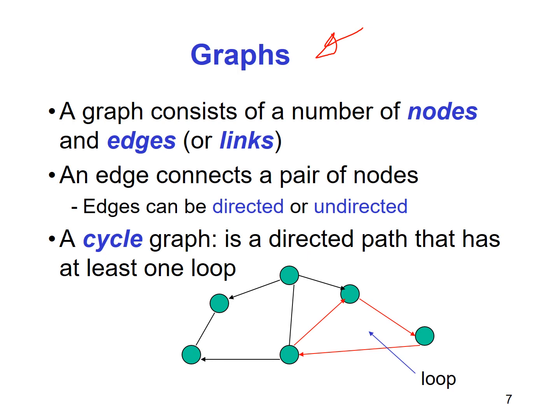The edges are also called links. An edge connects a pair of nodes, and we can have the edges as directed or undirected. So in a general graph representation, you could have a directional graph or an undirected graph. Another case is a cycle graph, where you have multiple paths, this is connected with this, but this is again connected with this, and this is connected with this. So this is called a cycle graph that has a directed path which forms a loop.